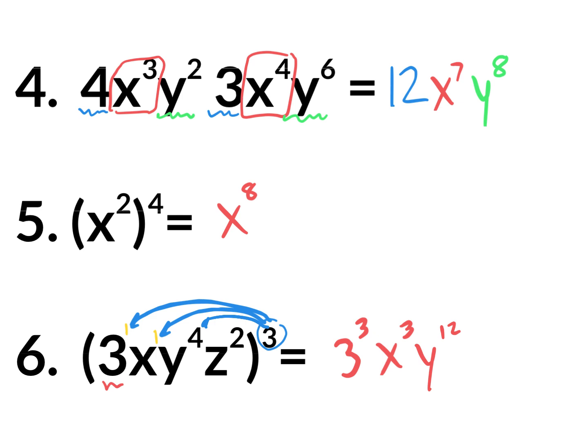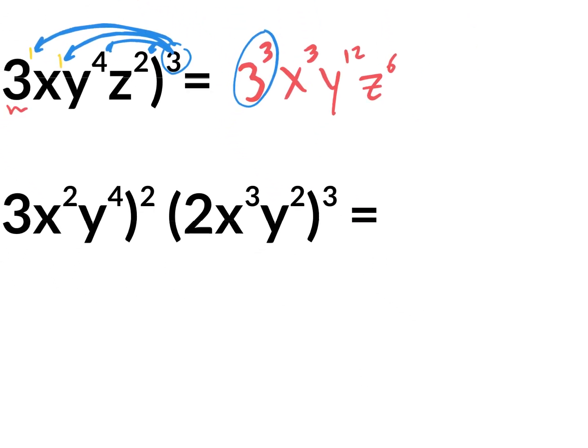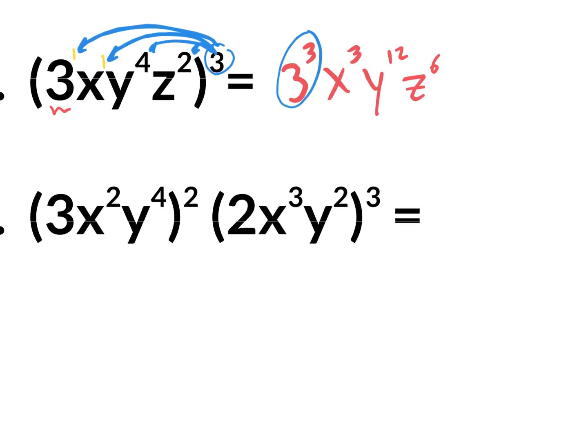And last but not least, we are going to distribute 3 times 2 and get z to the 6th. Now the only other thing we could do is multiply the 3 to the third, which is 3 times 3 times 3. 3 times 3 is 9, and 9 times 3 is 27. So our final answer here will be 27, x to the third, y to the 12th, z to the 6th. Okay? I hope we see that.